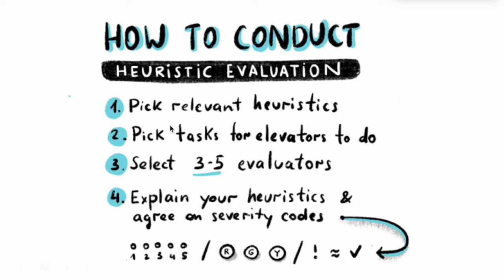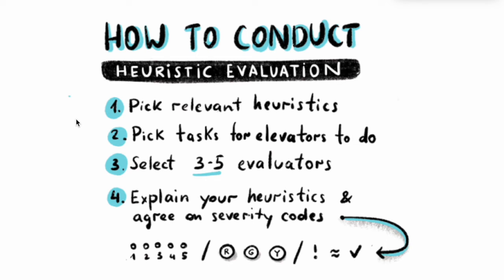Evaluators to know. Pick tasks for evaluators to do, and then select 3 to 5 evaluators. Bakit 3 to 5? Kasi kung isa lang, yung mga errors na makikita niya or yung mga improvements na makikita niya ay limited as compared kapag 3 kayo or 5 kayo na naghahanap or nag-analyze or nag-evaluate ng user interface.